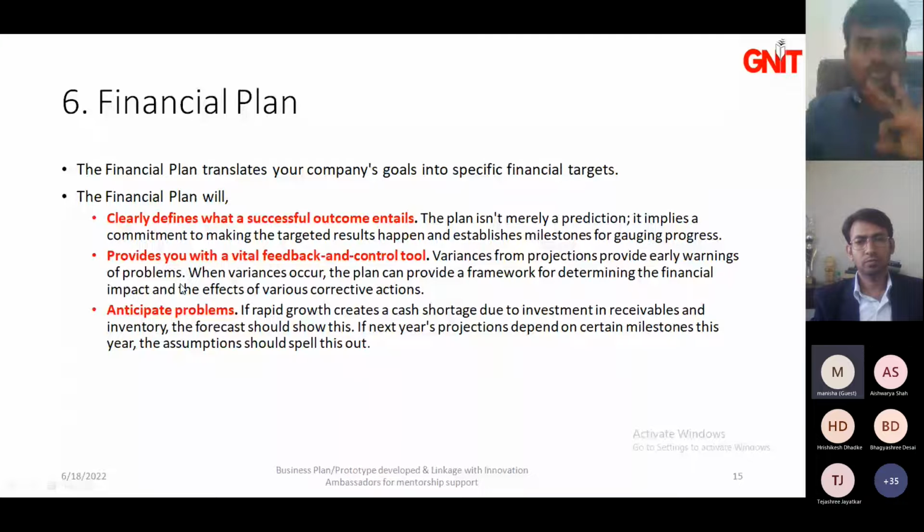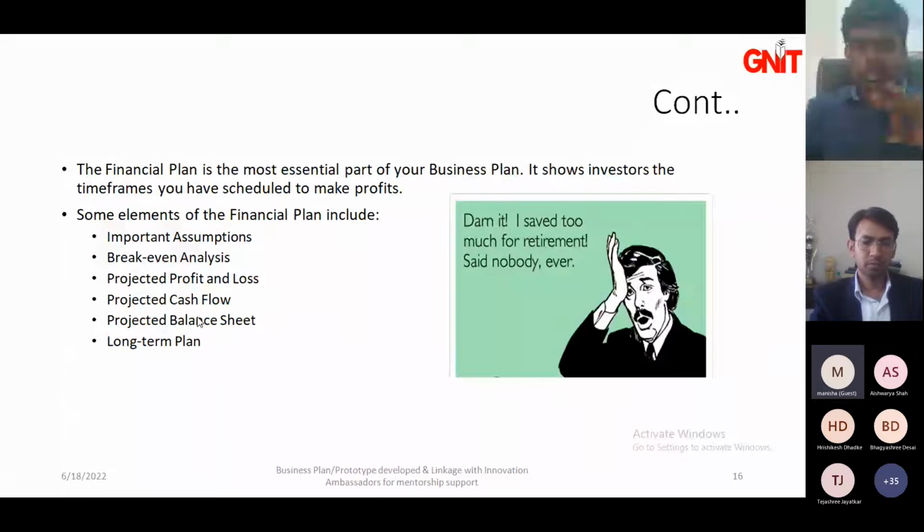So these are the three key things you have to take care of in the financial plan. Okay, you can see this. In this financial plan, you have to make important assumptions. Every business plan will have some assumptions, like share marketing, everything will have assumptions. In one day he will become a billionaire, in one day he will become zero. So whatever assumptions you are making, they should be important and correct.